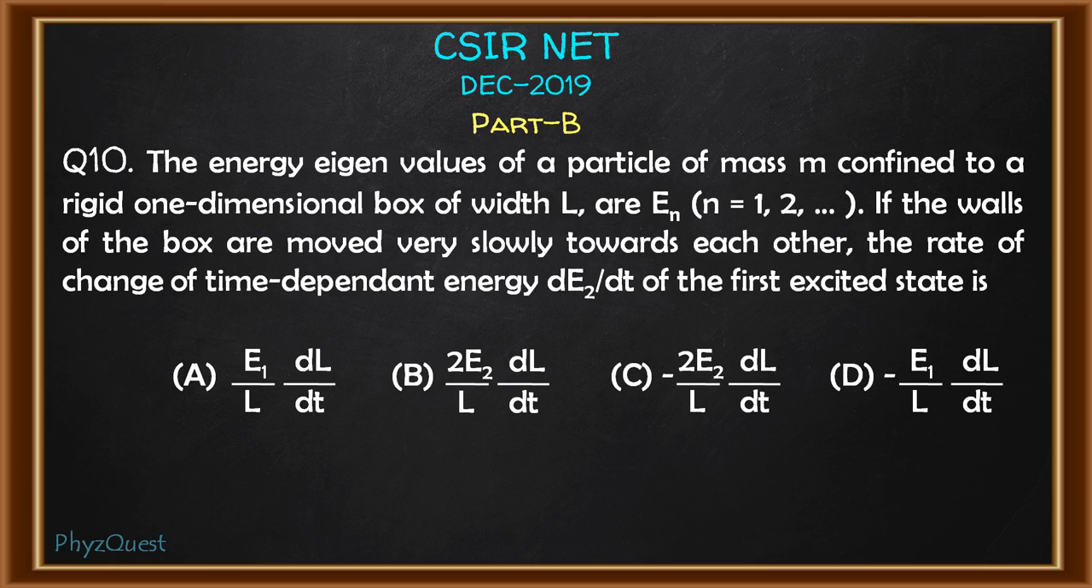The question is: the energy eigenvalues of a particle of mass m confined to a rigid one-dimensional box of width L are En, where n is an integer having values from 1, 2 and so on. If the walls of the box are moved very slowly towards each other, what is the rate of change of time-dependent energy dE2 by dt? That's what we need to find out. Four options are given and we need to choose the correct option.